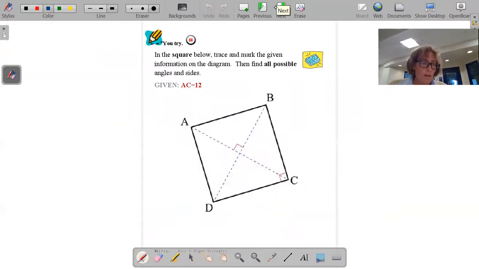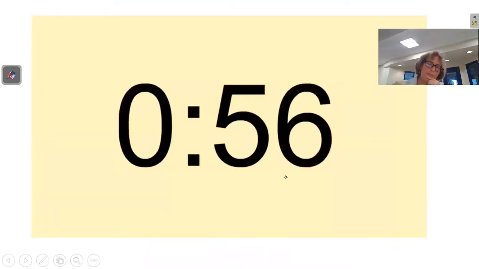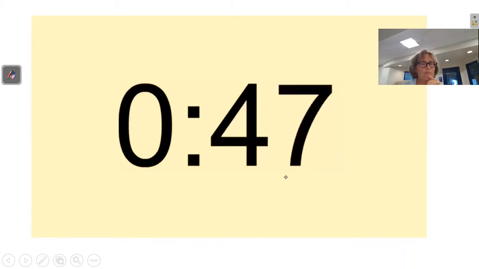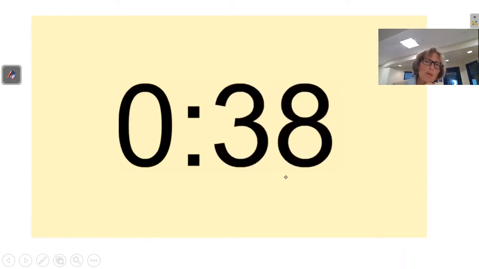Now this square is actually the easiest of all of them. You'll see why in just a moment. I'd like you to do the square on your own. I give you one thing. I tell you that this is 12. That's it. Find everything possible. You have a minute. Go. You can do it. There's more to it. What's true about a square?